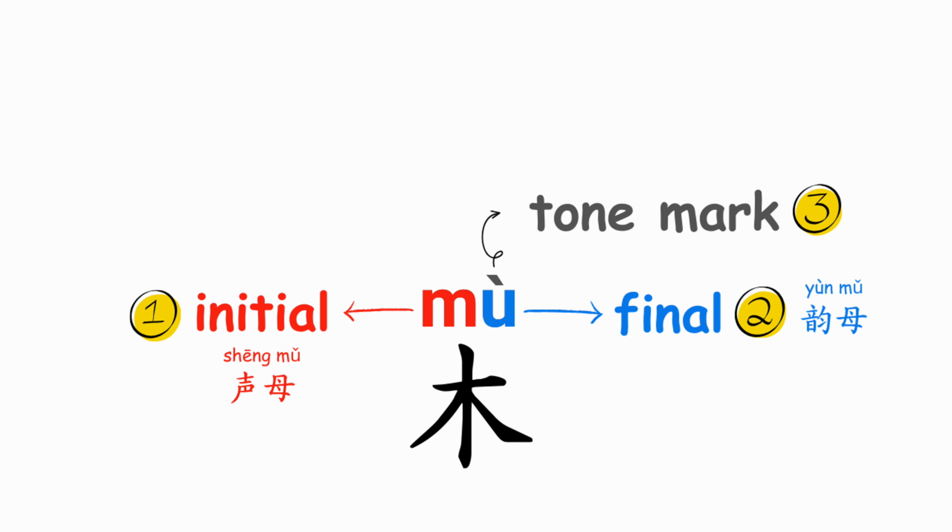Now let's look at the tone mark above the final. Tone marks tell you exactly which tone to use when saying a syllable. Tone is called 声调 in Chinese, and honestly, it's super important. Why? You will see in just a moment.